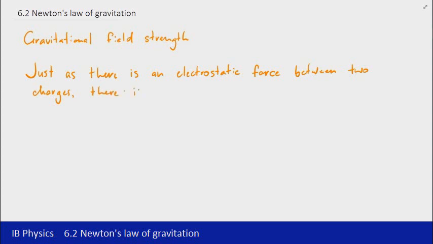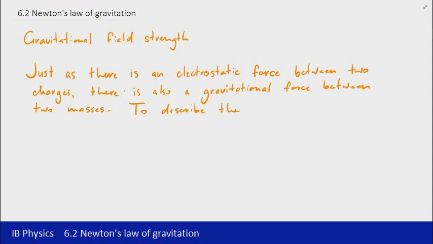With gravitational force, we're looking at the mass that's involved. So with gravitational force, it's a force between two masses. And so similarly with charges, to describe the region around a charged particle, we used electric fields.